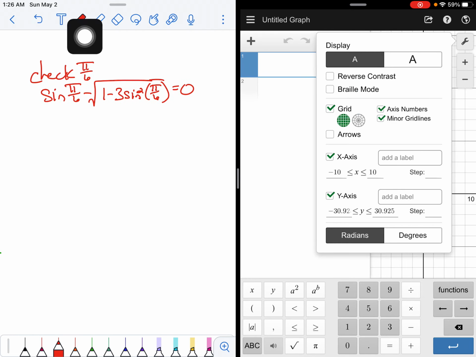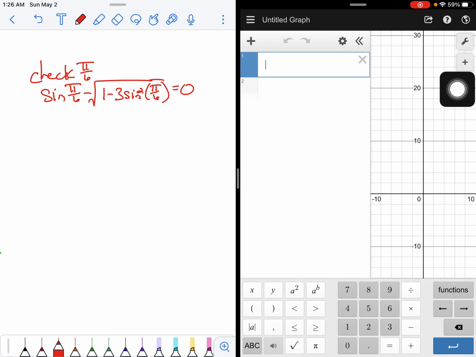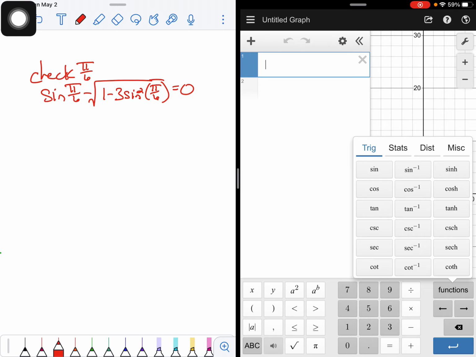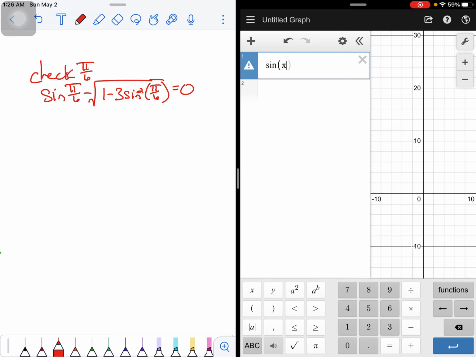Quick double check. Desmos is in radians. That's its default. And basically, I'm going to type in this entire left side in one shot. I just want to make sure I put it in correctly. So I'm going to go to functions, grab sine. This is going to be pi over 6. Get out of that function.